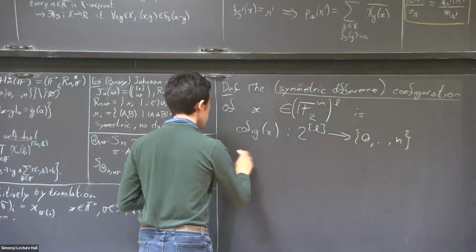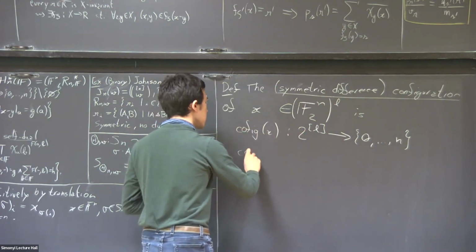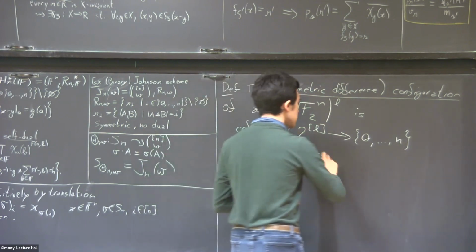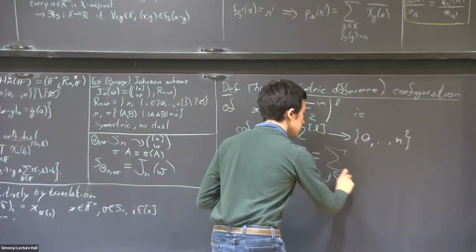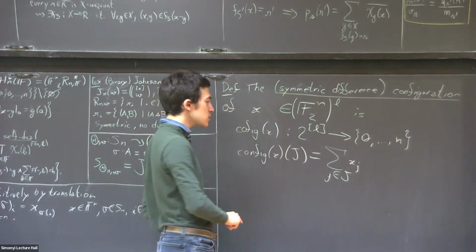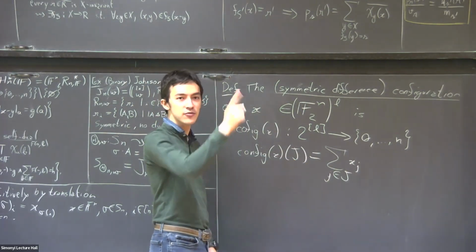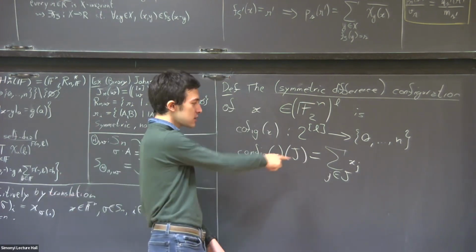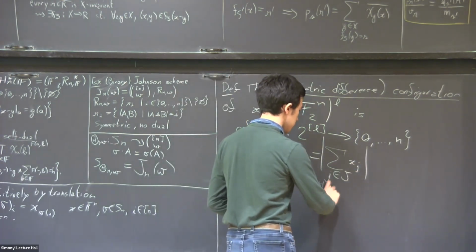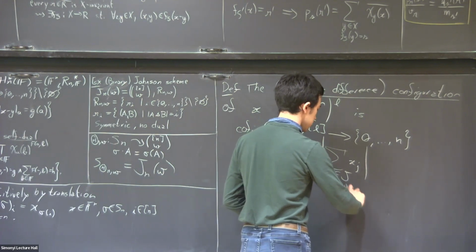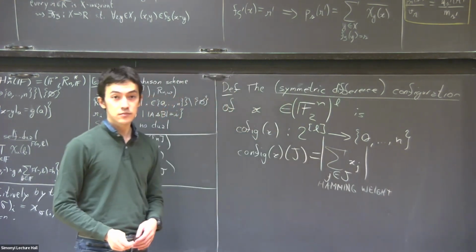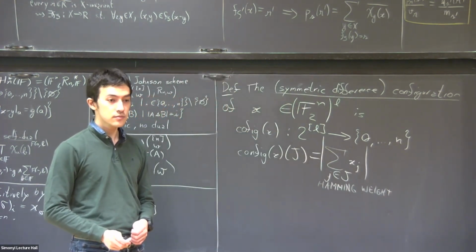And the way that this function is defined is, every time I give you an x, it's a function. If I want to compute this at j, you take all the indices in j and sum the corresponding code words. Remember, this is an L-tuple of code words. So if j is 135, take the first code word, the third code word, and the fifth code word, sum them together, and compute the Hamming weight. So this is the Hamming weight. Yes, the sum is exclusive, yes.